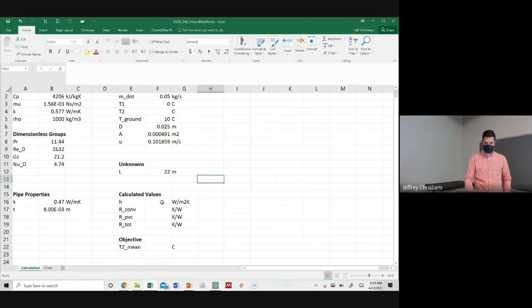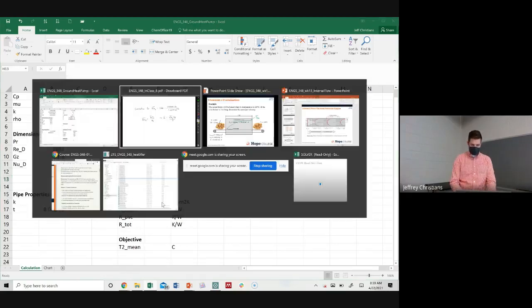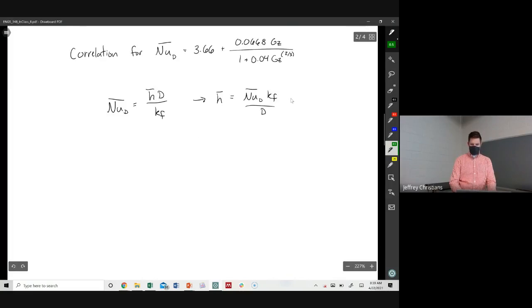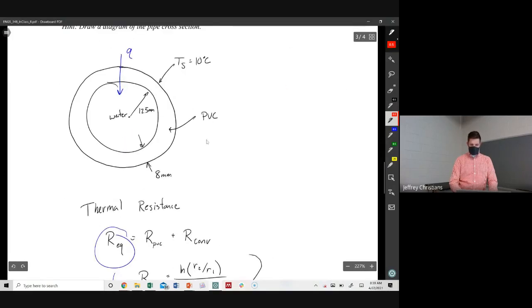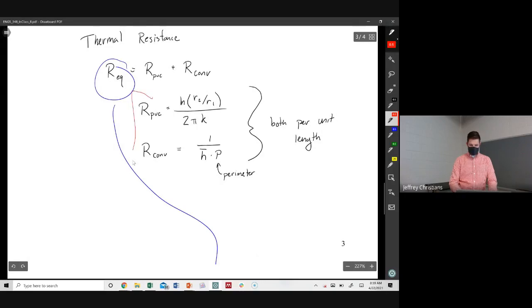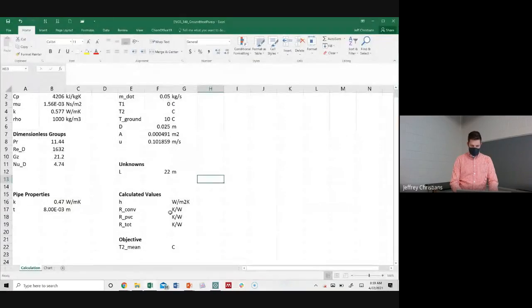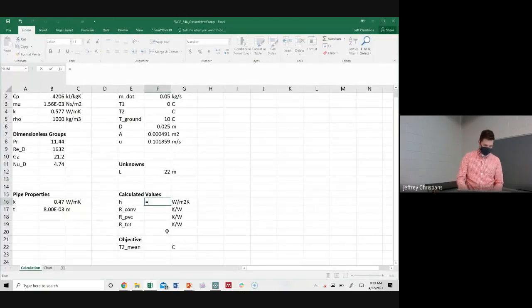All right, what else? So then our next step is to figure out a value for h, like what we're doing right here, and then put the thermal resistance stuff in. Okay, so our h value is the Nusselt number times k divided by diameter. So our h value is 109.